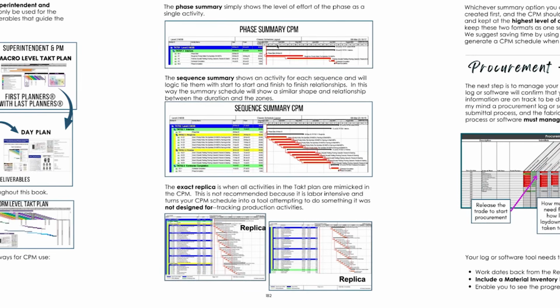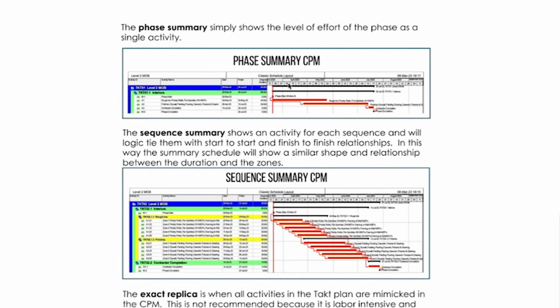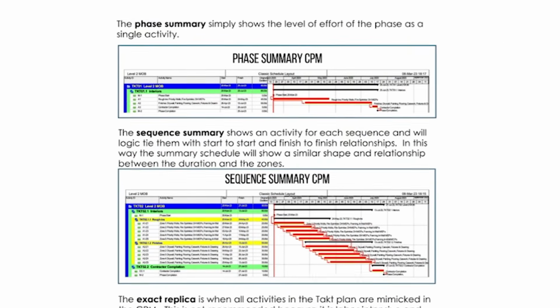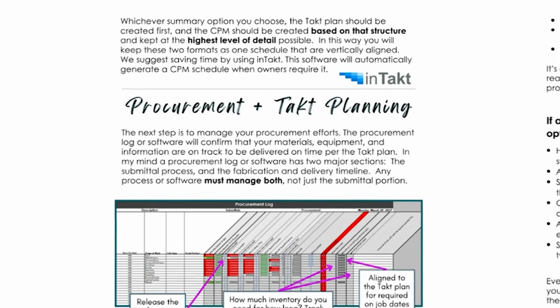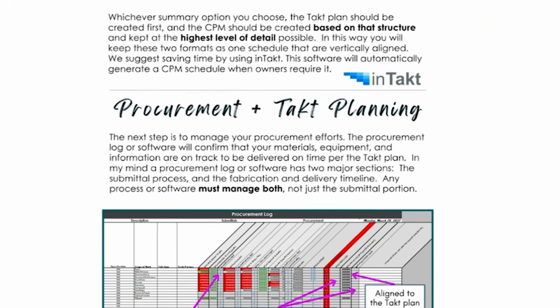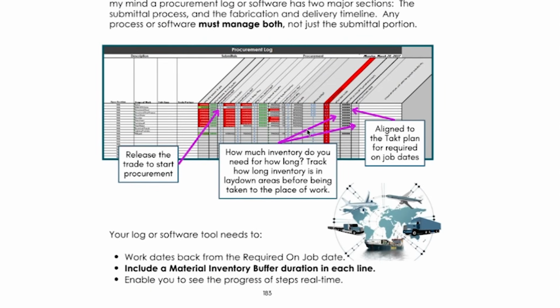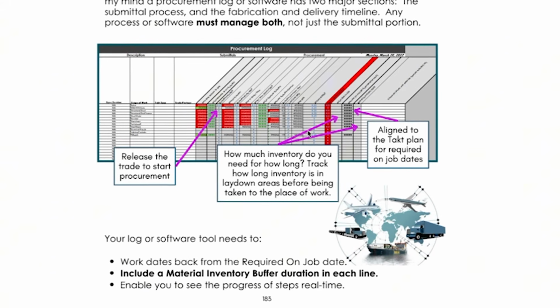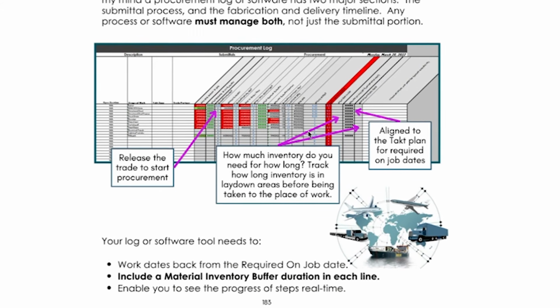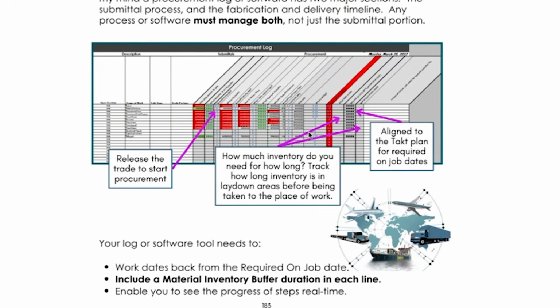Now, if you have to use CPM, you can do either a phase summary or a sequence summary or an exact replica. I don't recommend that you do the replica down below. But once you have your takt first and then CPM if you have to, you also want to align your procurement to it. Now here's a rule of thumb. If you're aligning to the macro, you need to take your supply chain plus a 10% buffer. If you're aligning it to the norm, it would be less of a buffer.